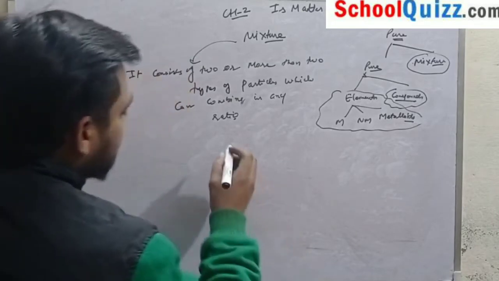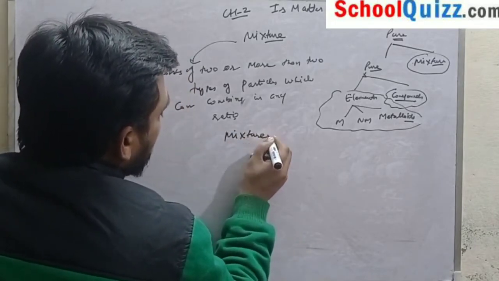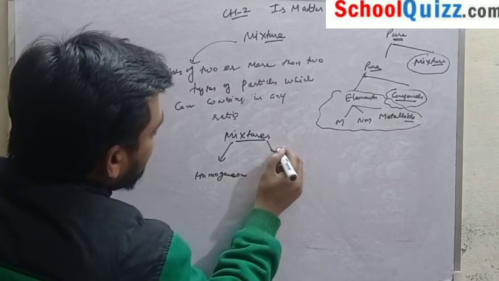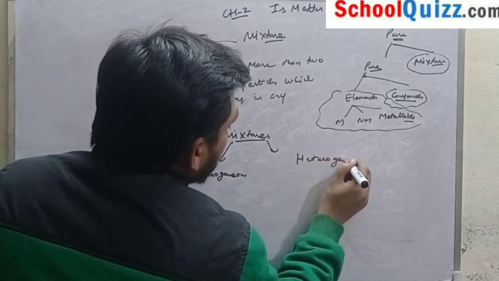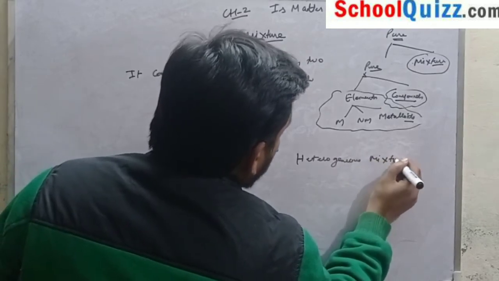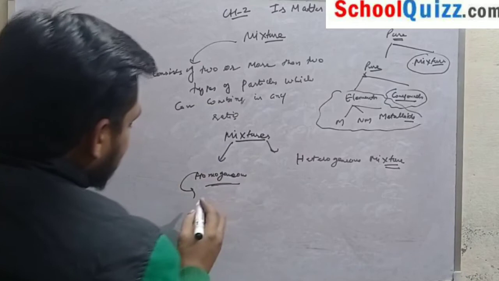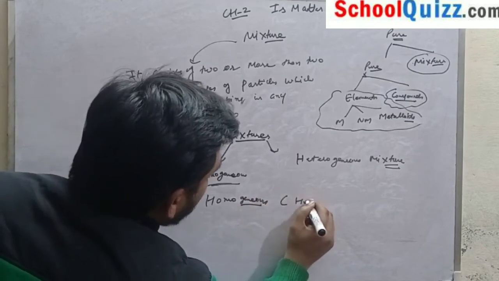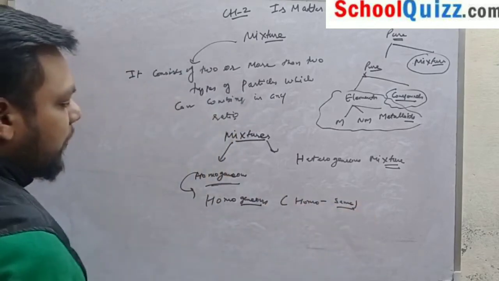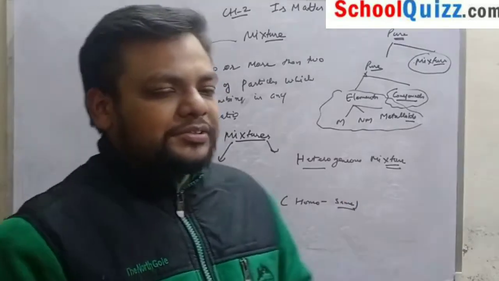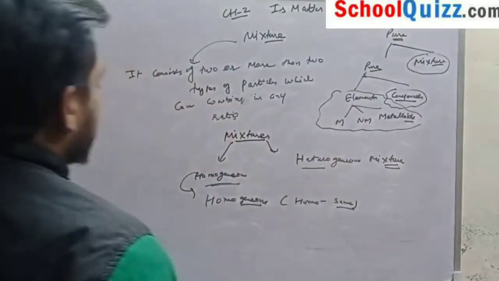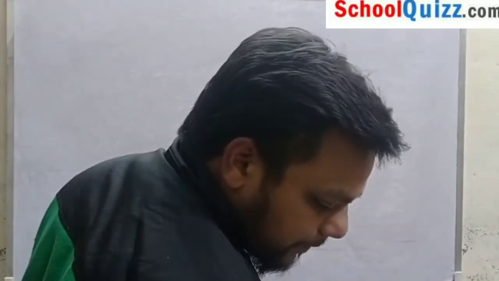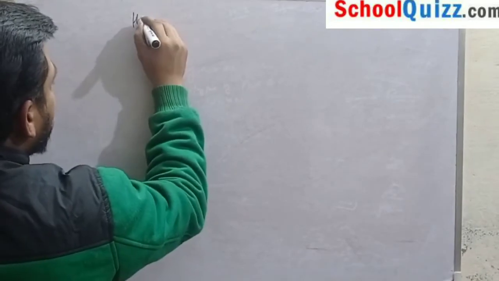So there are two types of mixtures. The first one is the homogeneous mixture, and the other one is the heterogeneous mixture. As the name indicates, homo means same, whereas hetero means different. So we will discuss one by one. What is a homogeneous mixture?